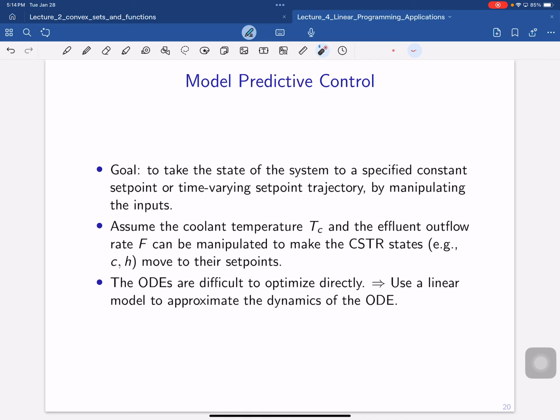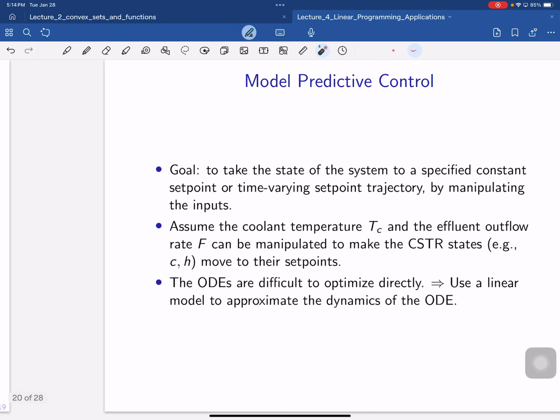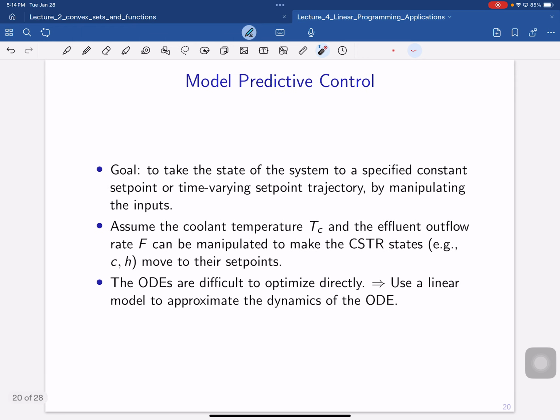So how do you maintain the reactor at steady state? You could change the coolant flow rate. If you make the coolant flow rate higher, then the temperature of the reactor will reduce. And the output flow can also be changed. So these are the two things you can manipulate. But you want the things you can measure to operate at steady state. For example, you can measure the concentration, or you can measure temperature and so forth.